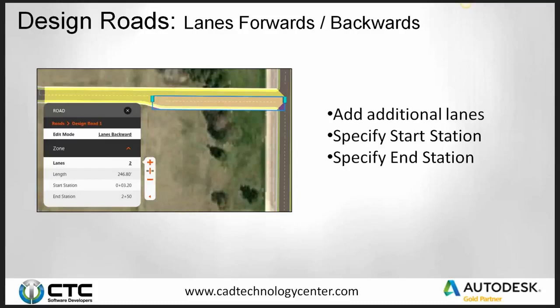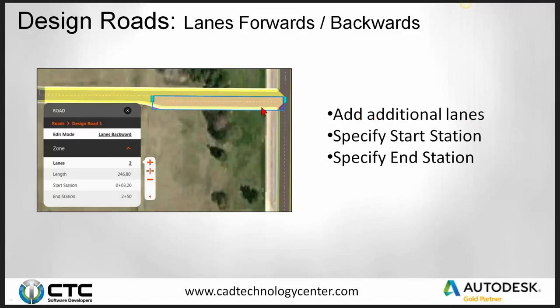The lanes forwards and backwards, I came in here and I added a second lane in here, and I plugged in the begin station and end station. This is actually starting at station 0 plus 3 and going to station 2 plus 50. If I wanted to, I could have actually put my start station at 0, 0 and had it go all the way to the beginning of my lane. So it gives me the capabilities of adding additional lanes.